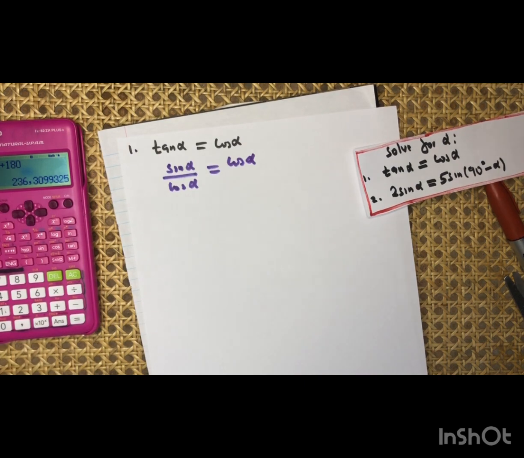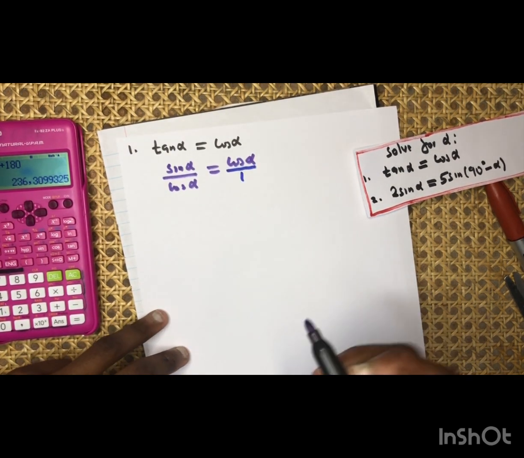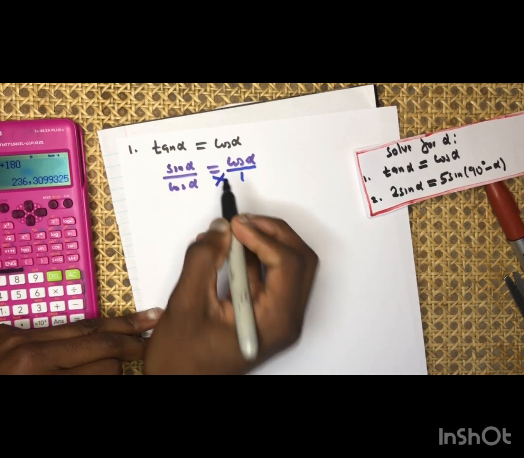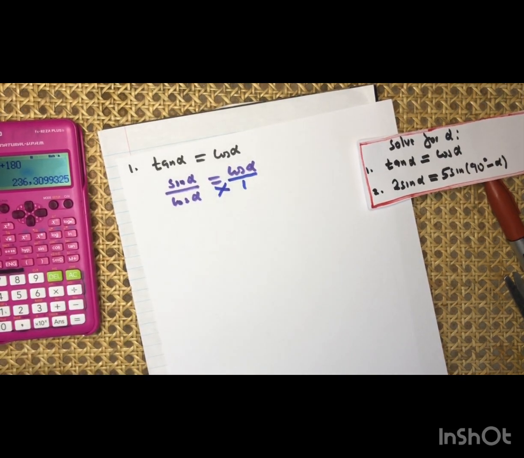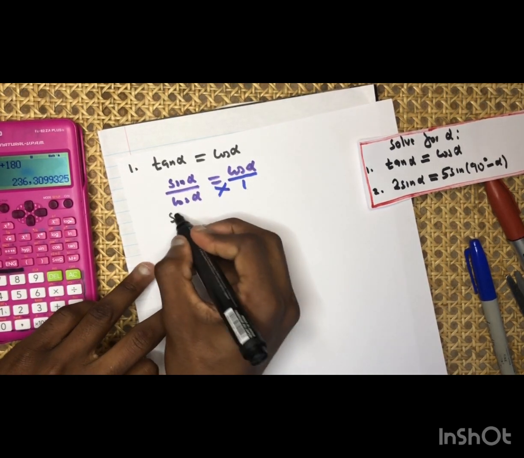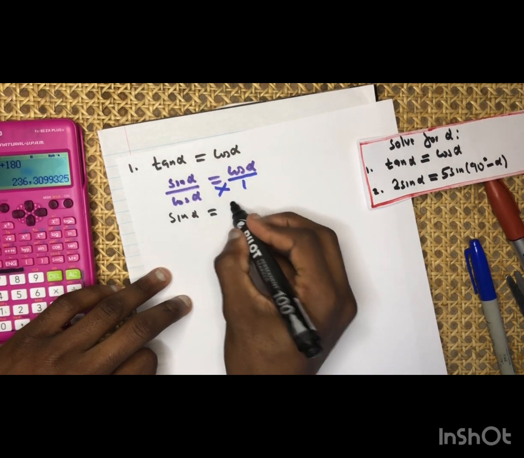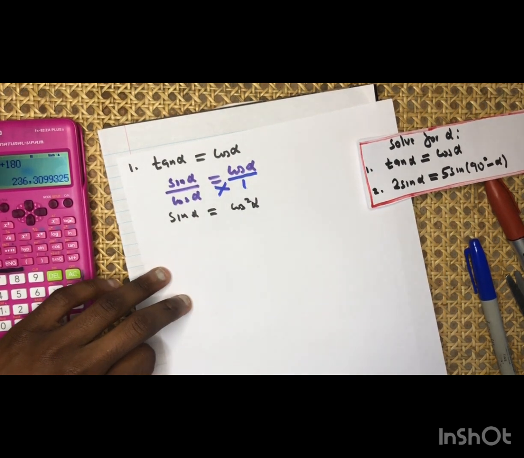Here cos is divided by 1. Then you do your cross multiplication. So 1 times sine is going to be sine alpha. Then here cos times cos is going to give us cos squared alpha.